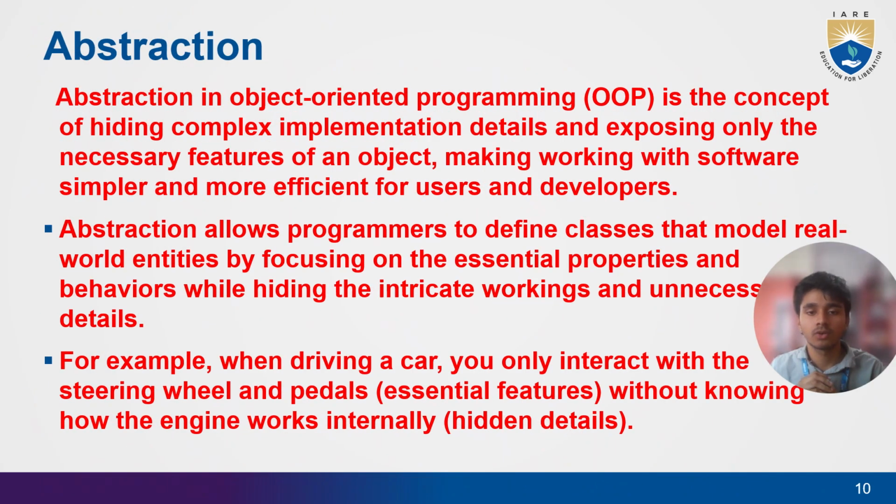Abstraction. Abstraction in object-oriented programming is the concept of hiding complex implementation details and exposing only the necessary features of an object, making working with software efficient for users and developers. Abstraction allows programmers to define classes that model real-world entities by focusing on essential properties and behaviors while hiding the intricate workings and unnecessary details. For example, when driving a car, you only interact with the steering wheel and pedals, the essential features, without knowing how the engine works internally, which are hidden details.